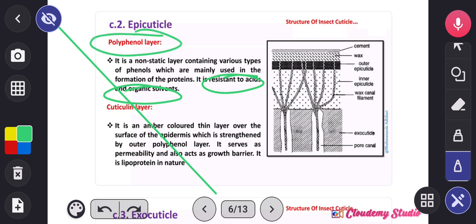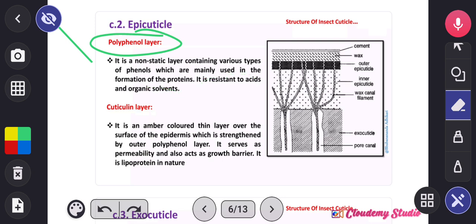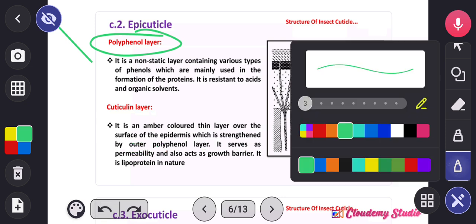And we have the cuticulin layer. The cuticulin layer is amber in color, just like the sclerotin that I mentioned the other time. It is a thin layer over the surface of the epidermis, overlain by the outer polyphenol layer, and it serves as a permeability and growth barrier. It is lipoprotein in nature. Now that is the epicuticle.